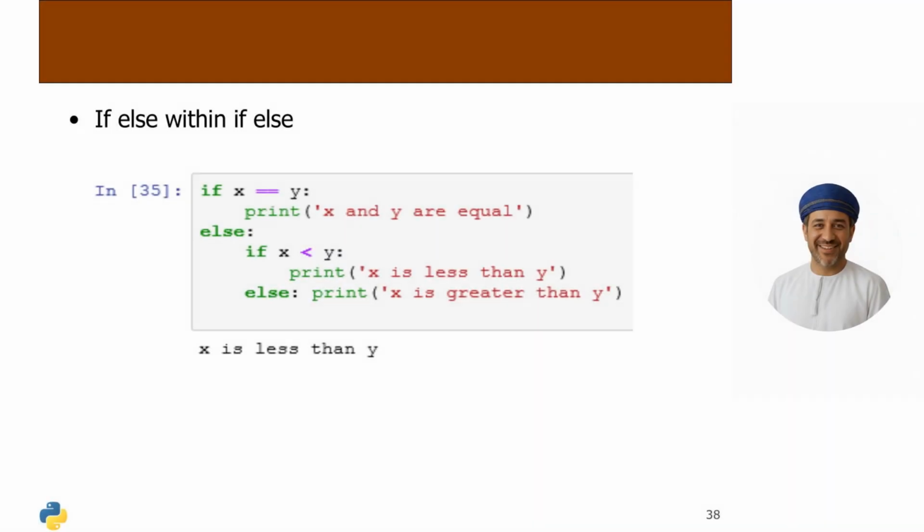In programming, using if-else within another if-else allows for more complex decision-making. This structure evaluates multiple conditions sequentially, executing specific code blocks based on the outcomes. It's essential for scenarios requiring layered logic, ensuring precise control over program flow.